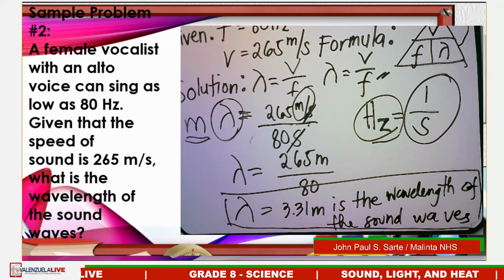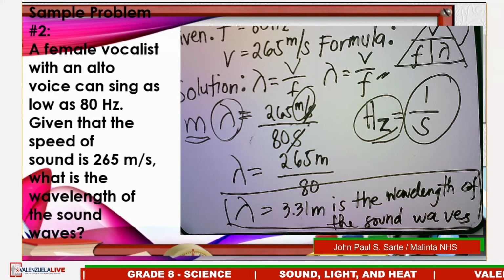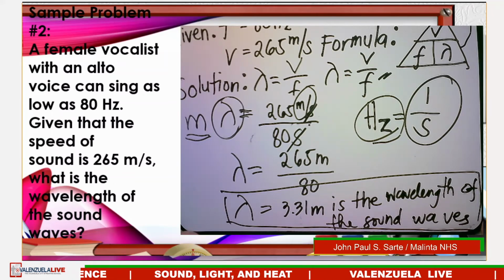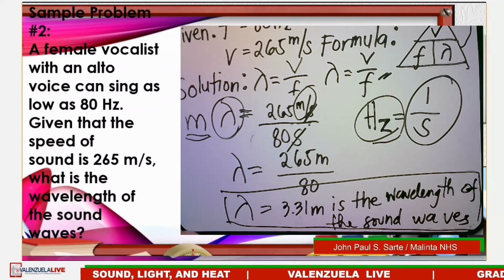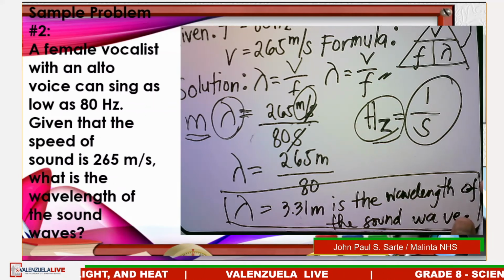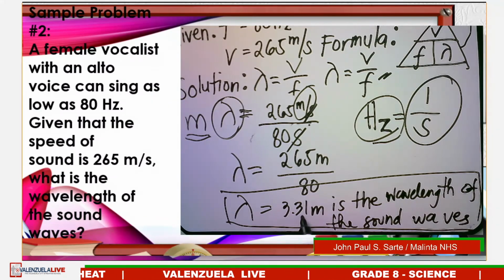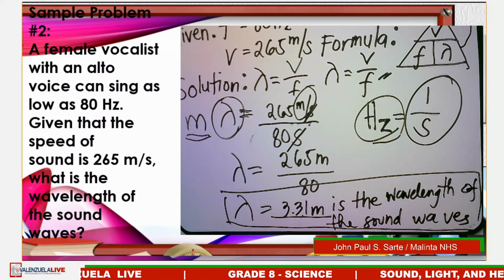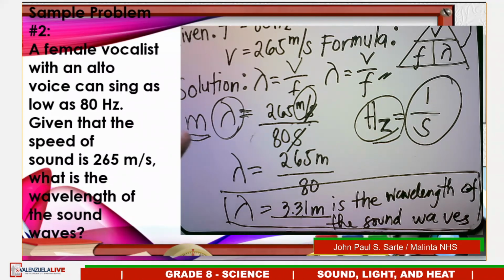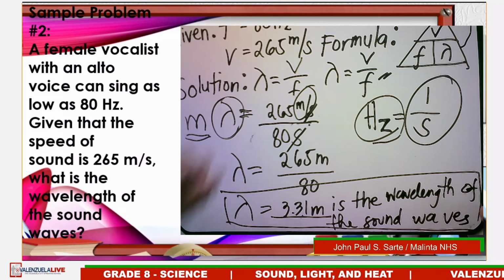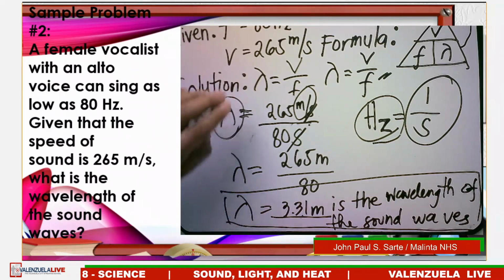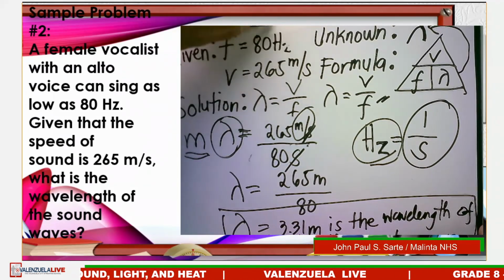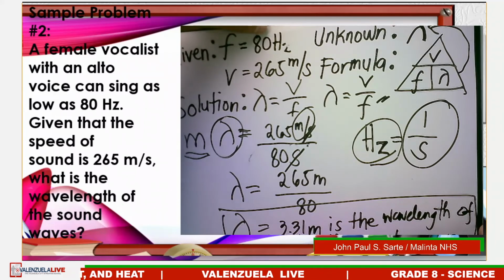Now, some of you are questioning us, teachers: Sir, ma'am, how can we check our answer if it is wrong or not? Let us check. For example, 3.31 meters is already given, and the missing is the frequency. Do not forget that our given in the problem is 80 hertz.